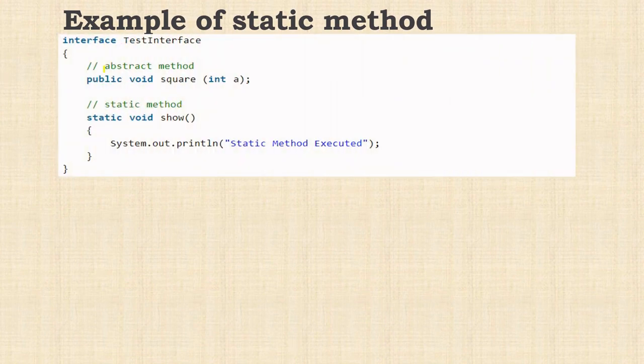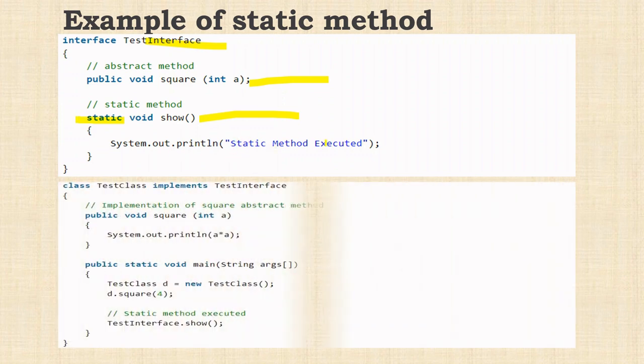Let's quickly see an example of a static method. This is a test interface with one abstract method and one static method. We have created the static method with the help of the static keyword and written some logic, static method executed. We have implemented this test interface and written the logic for the square. We are calling d dot square here, and for calling our static method, which is inside the test interface, there is no need to call it with the help of d, which is the object of the test class.